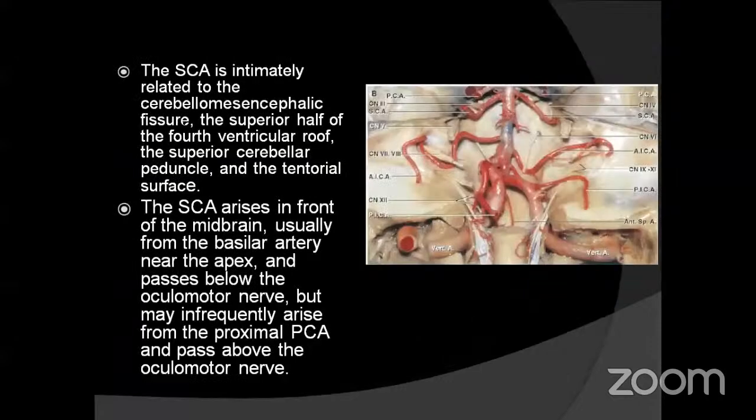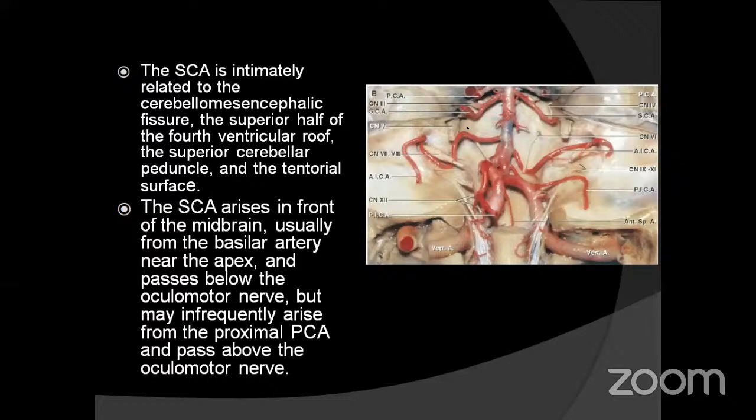Starting with the superior cerebellar artery, as we know previously, we have two vertebral arteries that join together to form the basilar artery that runs on the ventral surface of the brainstem, and then it divides into two PCAs. Here it gives branches like the superior cerebellar artery, AICA and PICA, which make up the upper complex, middle complex, and lower complex. The SCA is intimately related to the cerebellomesencephalic fissure, the superior half of the fourth ventricle roof, the superior cerebellar peduncle, and the tentorial surface.